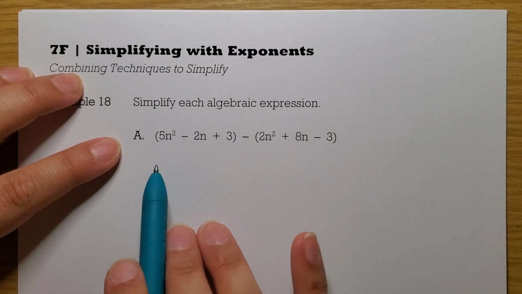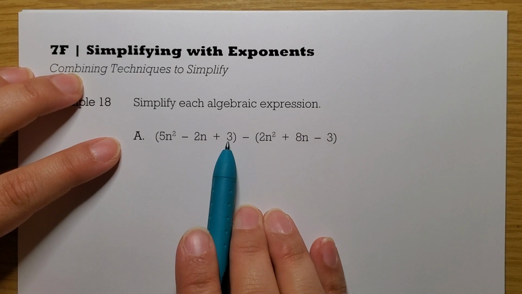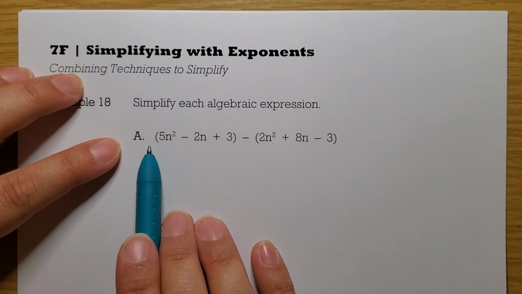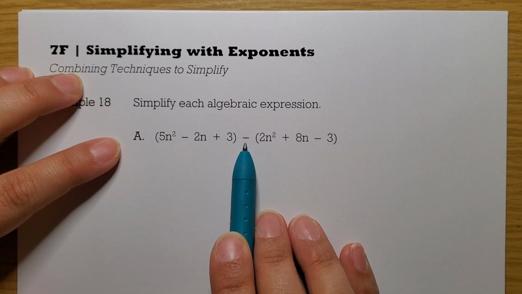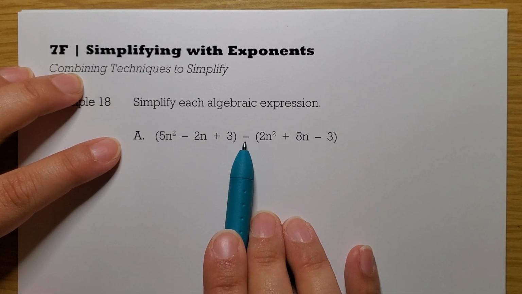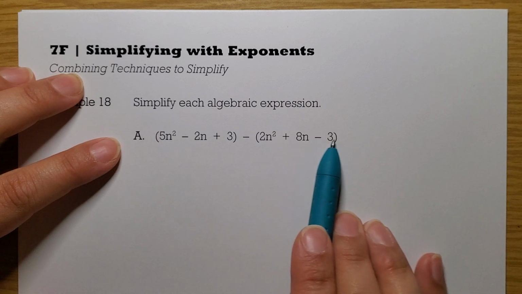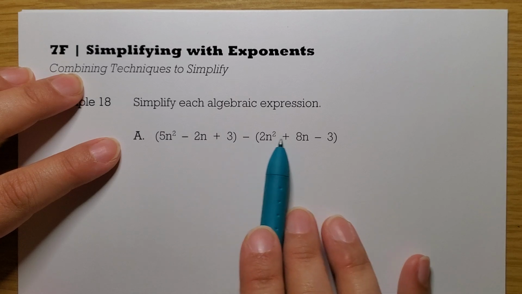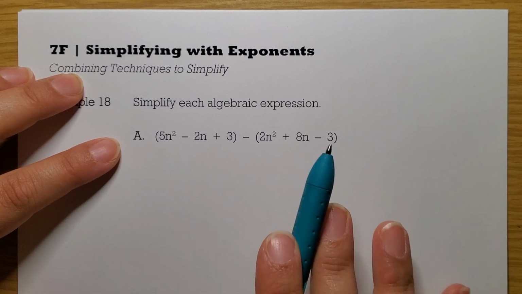So what I'm noticing is that I've got parentheses around one thing and parentheses around another thing. There's nothing in front of this set of parentheses, but there's a minus sign in front of this next set. And I remember if there's a minus in front of a set of parentheses, that means it's going to change the sign of everything on the inside. So I'm going to start with that.